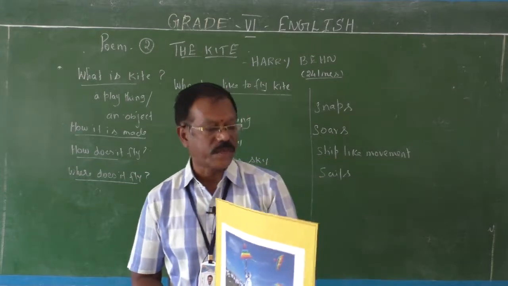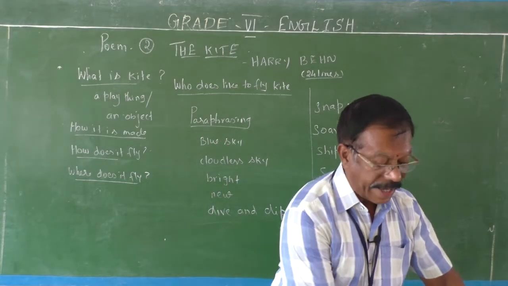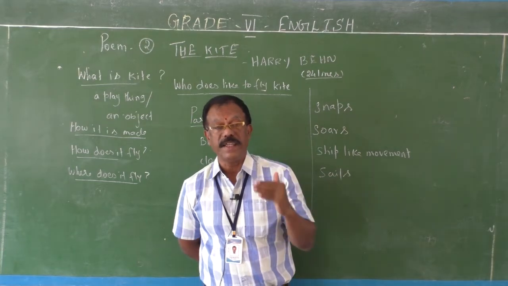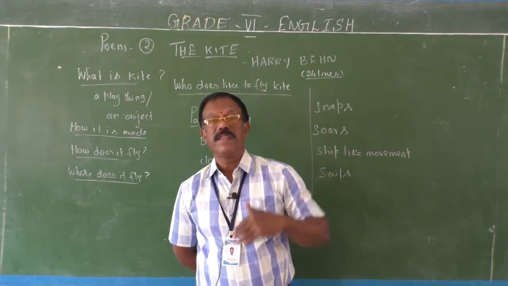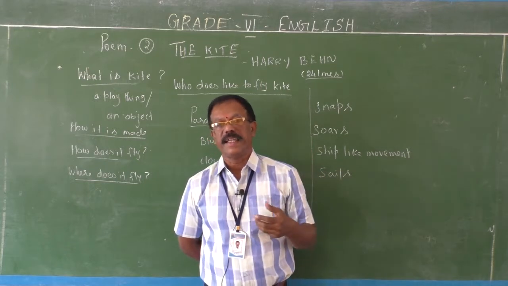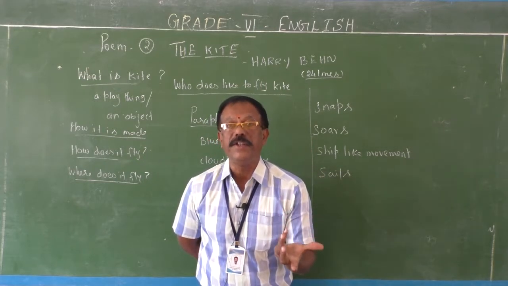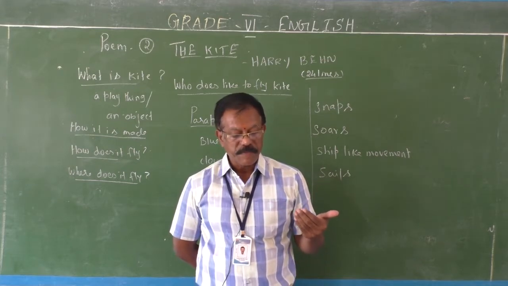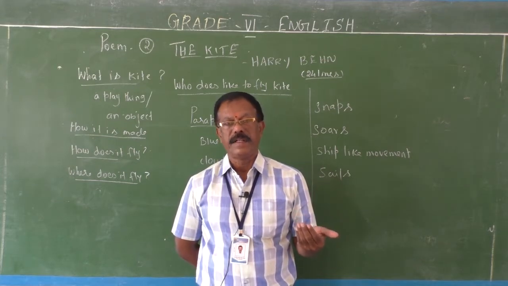Okay children, so in the first two lines, the poet says that when a kite is flying high in the sky, in the open air, in the cloudless sky, it looks so bright and new. Okay, come to the third line. With a dive and dip.